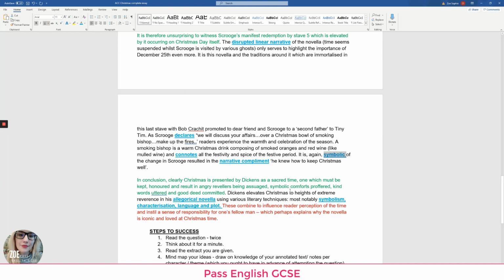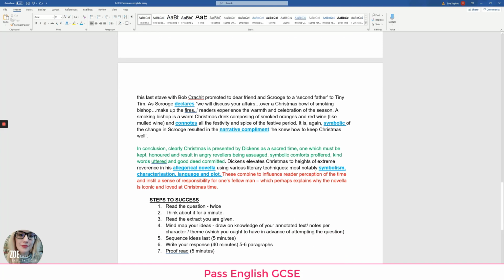The change in Scrooge resulted in the narrative complement: he knew how to keep Christmas well. I've called that a narrative complement because it's that third person, almost omniscient narrative perspective that has said that Scrooge knows how to keep Christmas.